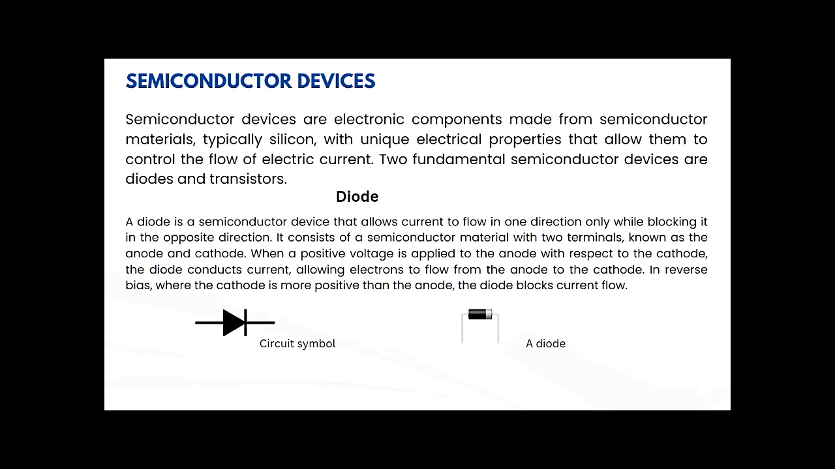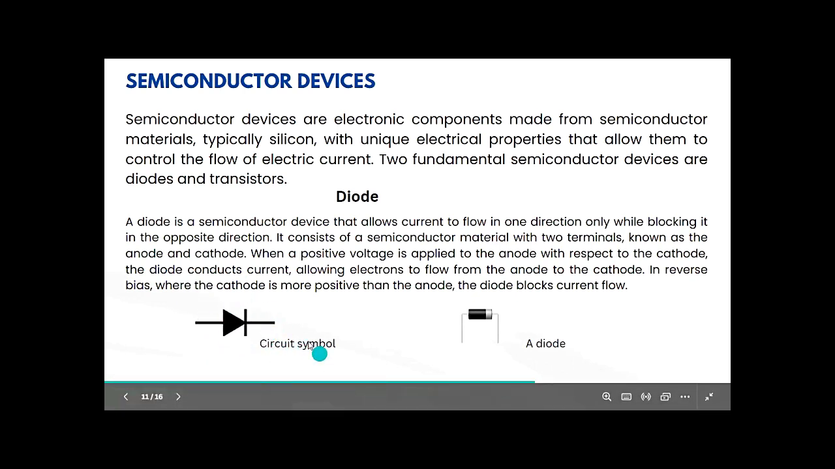There are basically two fundamental semiconductor device types, which are diodes and transistors. A diode allows the flow of current in only one direction while blocking the current in the opposite direction. A diode consists of a semiconductor material with two terminals, the anode and the cathode. So let's look at the operation of a diode, looking at its circuit symbol, the anode and the cathode.